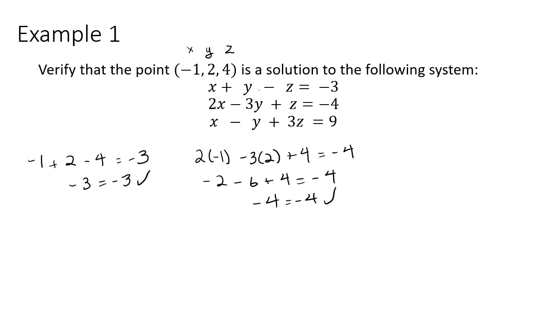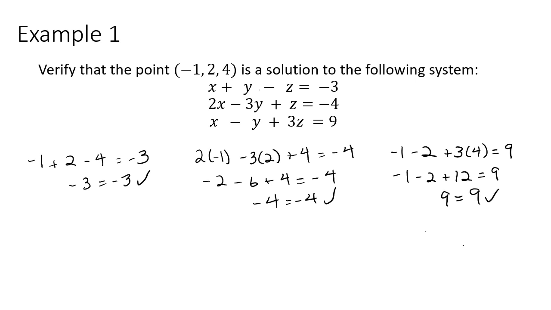which is a -4. And then last but not least, for the bottom equation, we've got x, which is -1, minus y, so -2, plus 3 times z, which is 4, is equal to 9. And that also checks out because this is 12 minus 3, or 9 is equal to 9. So since this ordered triple xyz makes all three equations true, it checks out. It is a solution to the system of equations. And that's what we're looking for when we solve one of these.